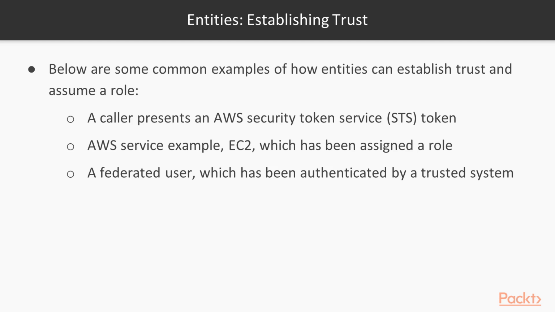In all three examples, the caller has established trust, and therefore no credentials are associated with the role. This is a key difference between a user and a role. A user has credentials, a role does not.